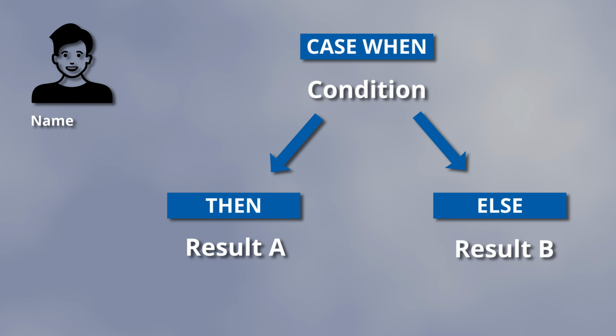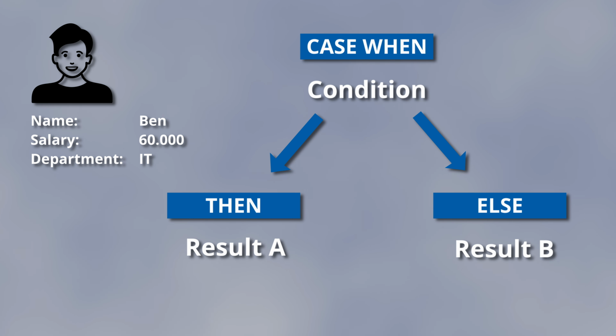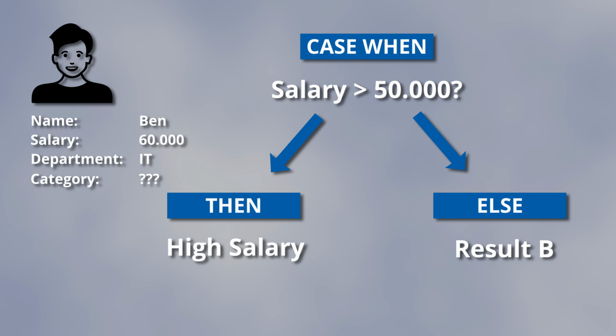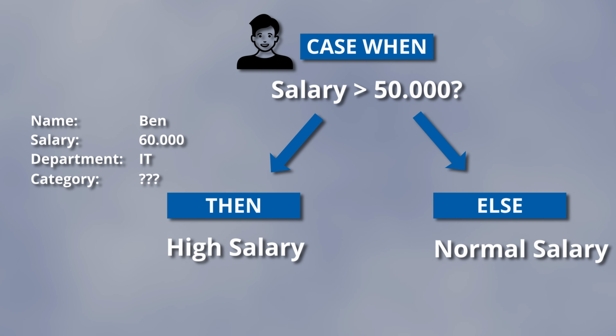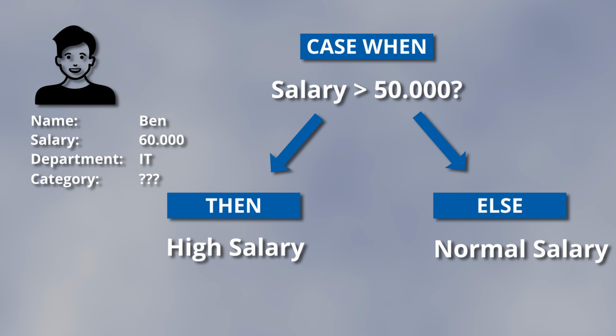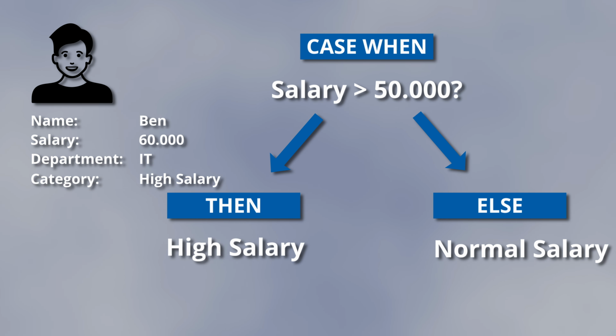Ben has a salary of 60,000 and he's working in the IT department. We want to categorize his salary. So first of all, we would need a condition. Let's say the salary is bigger than 50,000. If so, then he has a high salary. Otherwise, he has a normal salary. As his salary is 60,000, which is bigger than 50,000, he has a high salary, which we can then add as another column in our result set, stating that he falls in the category of high salary.